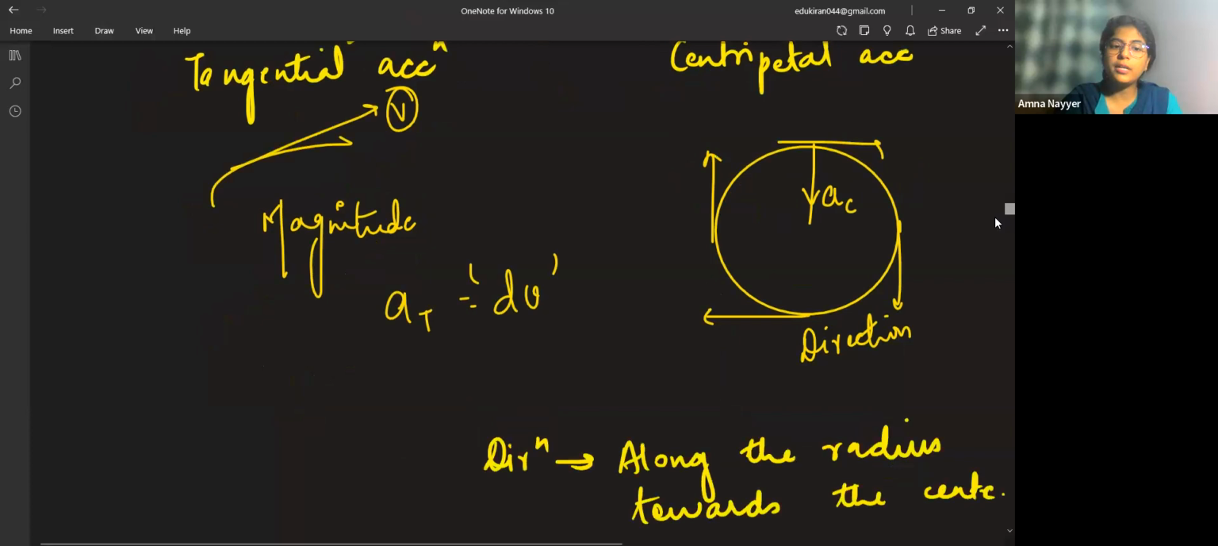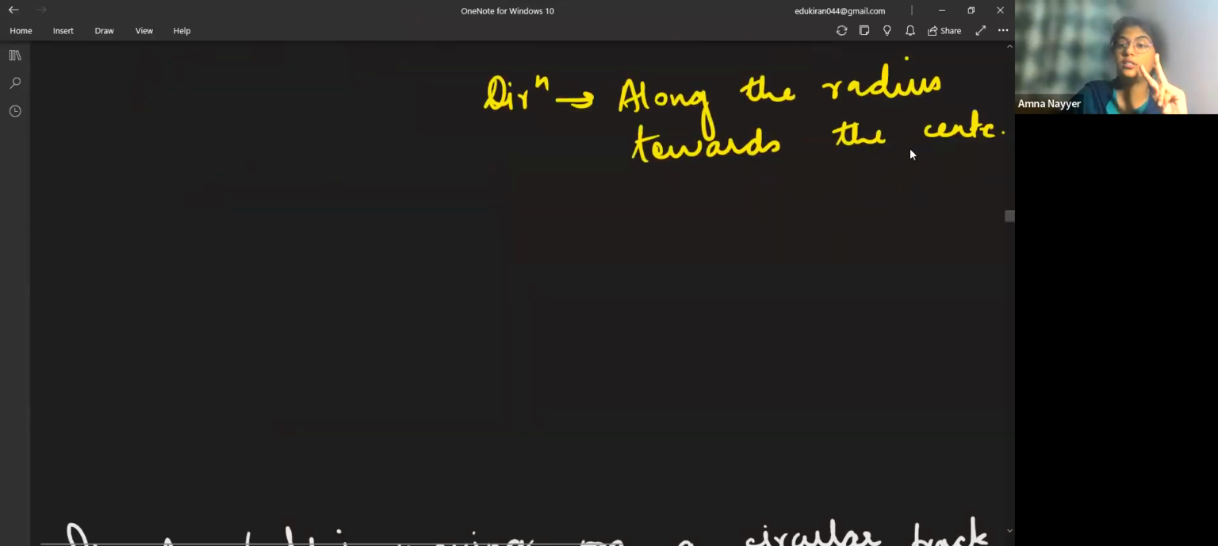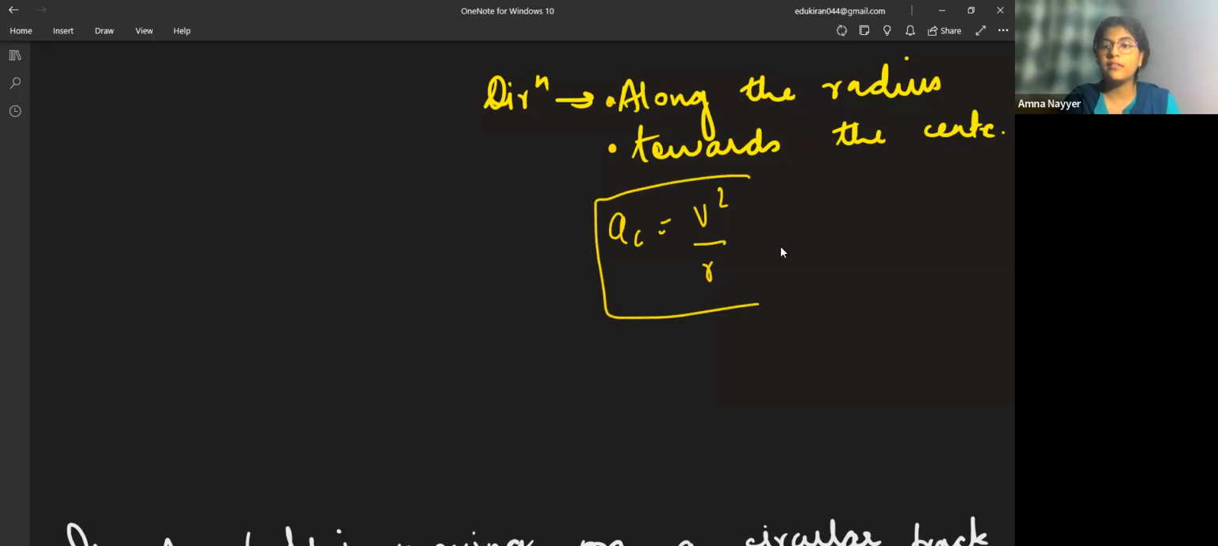Now coming to the magnitude of it. So for the direction, remember 2 points. It is along the radius and towards the center. So centripetal acceleration is v squared divided by r. This is the formula of it.